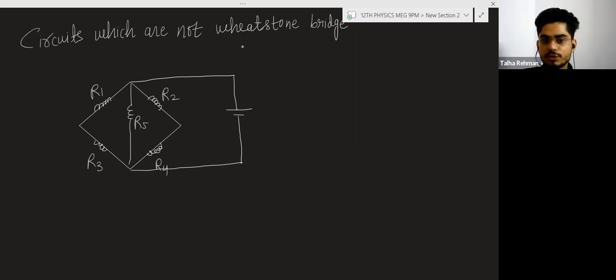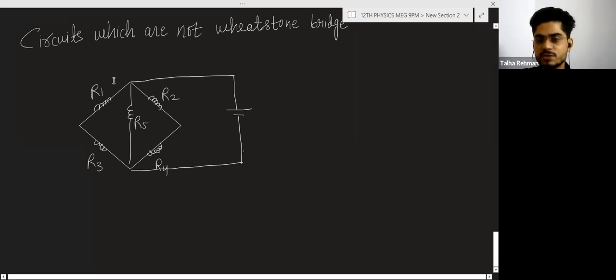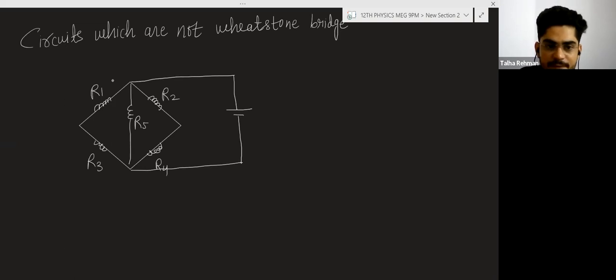So this is looking like Wheatstone Bridge, but this is not the Wheatstone Bridge, because you can see that R1 and R3 are in series, and R2 and R4 are in series also, and the equivalent of these and this R5 are in parallel. So you can solve this circuit. This is not a Wheatstone Bridge.